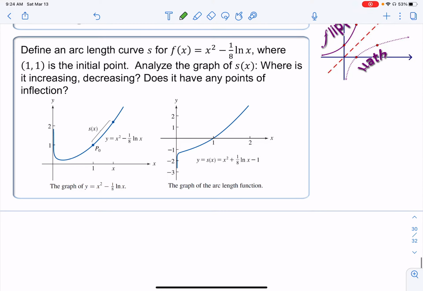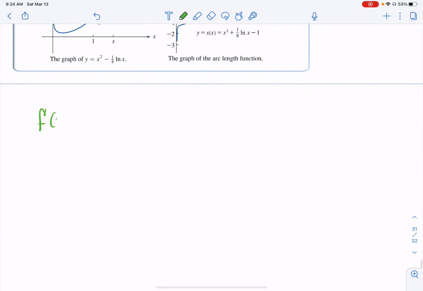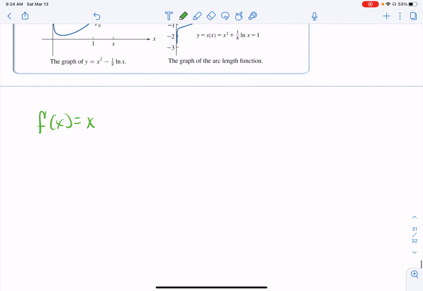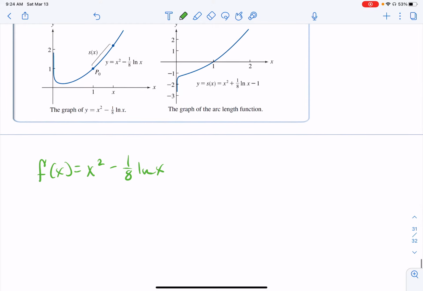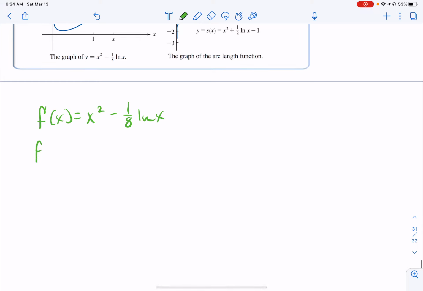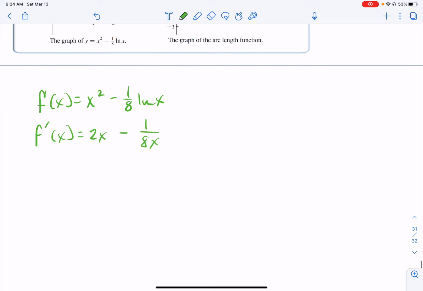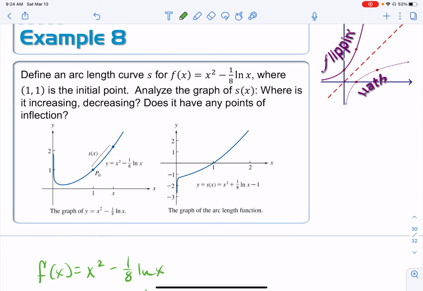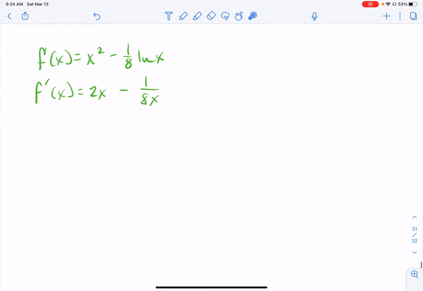So let me just write our function down again, out of convenience. f of x is equal to x squared minus 1/8 natural log of x. We want to define an arc length function for this, so we need its derivative. f prime of x is going to be equal to 2x minus 1/8, which stays, and the derivative of natural log is 1 over x. That becomes 1 over 8x, right? And then we are using the point (1, 1), so this x value of 1 is going to be the lower bound of our arc length function.